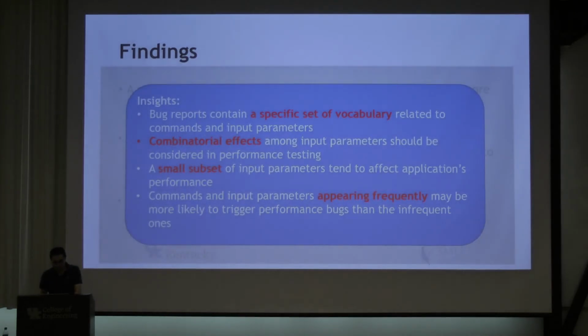So the lessons that we have here are that the bug reports are related to a very specific set of vocabularies related to the commands and input parameters. Also, the combinatorial effects among the input parameters should be considered in performance testing. We have also noticed that only a small subset of the input parameters tend to affect the performance of applications. And lastly, we should give priority to commands and input parameters that appear more frequently, as they have a much better chance to expose the performance bugs.